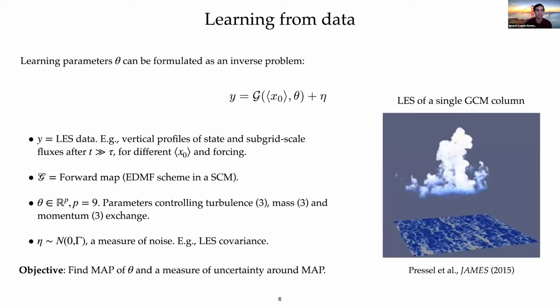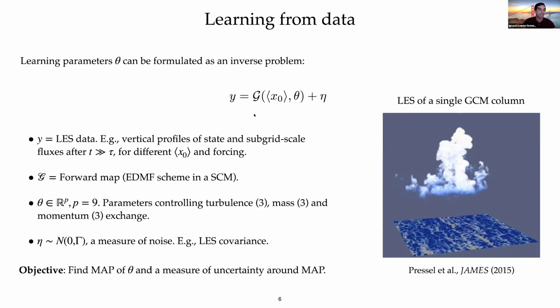Now, learning these parameters, which I call theta here, from data can be formulated as an inverse problem, in which we have the output y, which in our case are going to be observations from LES data, so synthetic observations. In particular, we can use, for example, vertical profiles of state and subgrid scale fluxes after some time from initialization for different initializations and forcing. And having that y, we want to learn the inputs of some forward map, which I call here G, that allows us to reduce the error between that map and y.